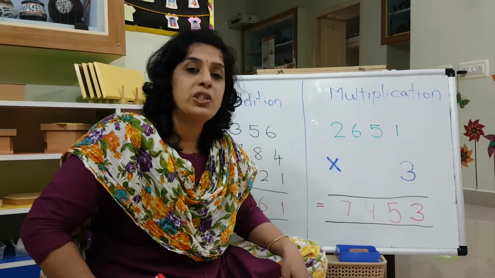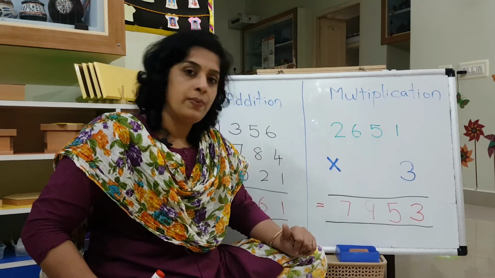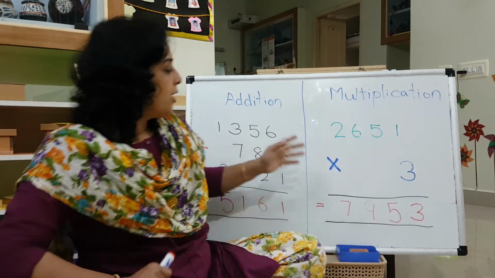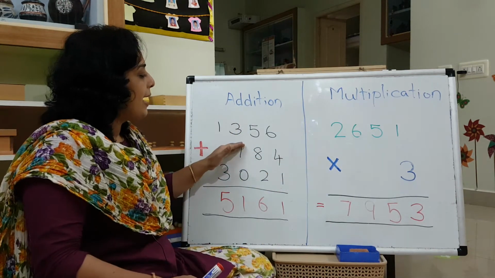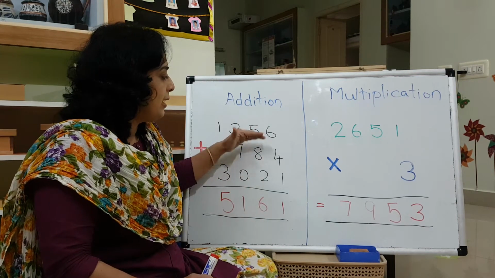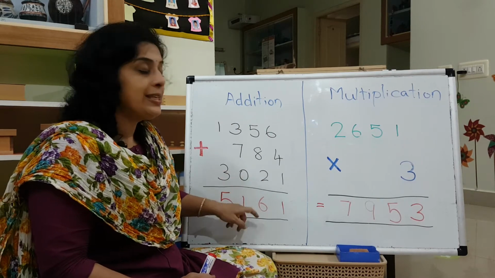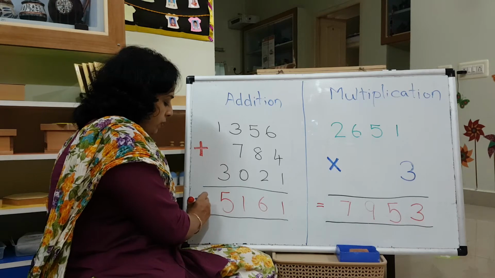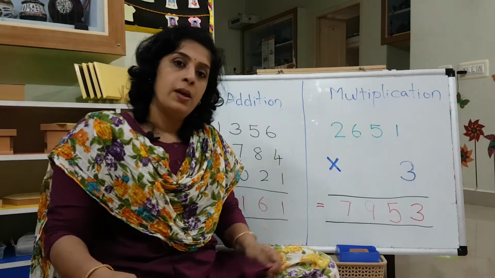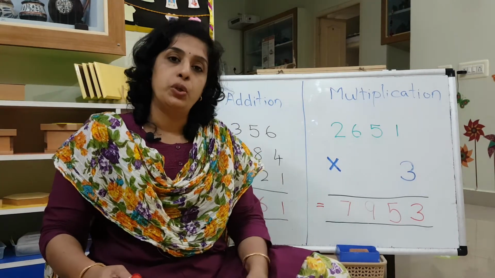7953. What is the product? Got it? Multiplicand, multiplier, product. Here what did you see? Addend, addend, addend and sum. Addend, addend, addend, together you get the result as sum, equals to 5161. That is your sum. Got it? When you are using the words frequently, you will come to know it.